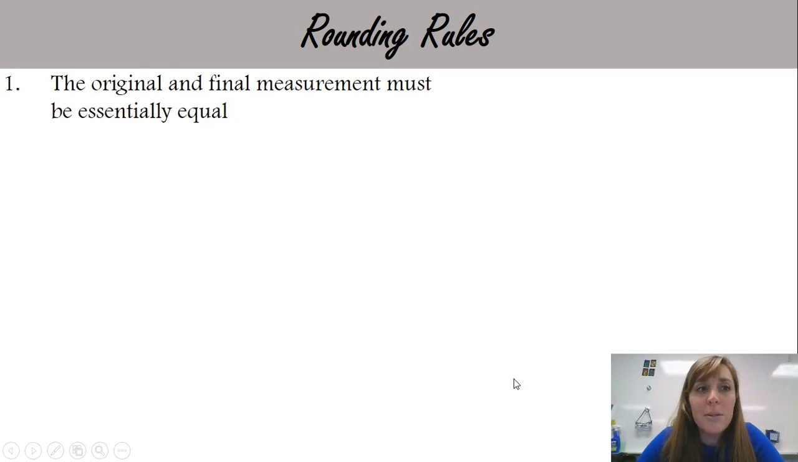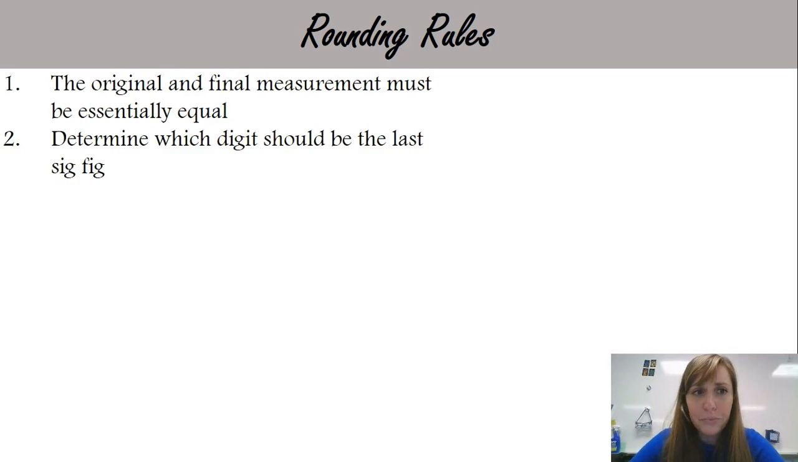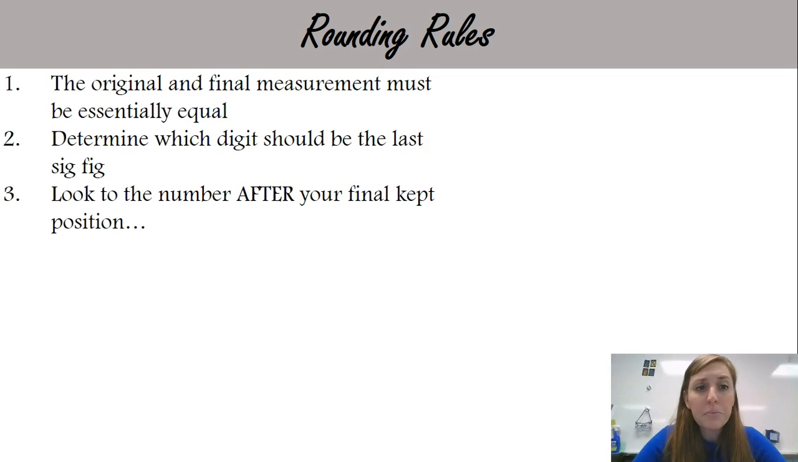Okay, so rounding rules. Number 1, and this might be one of the most important ones, the original and final measurement must essentially be equal. So the essence of what you're measuring stays the same, it's just the precision that changes. You're going to determine which digit should be the last sig fig. Now, like I said, for the sake of this lesson, I'm going to tell you which one the last one is, but once you learn the math rules for addition, subtraction, multiplication, and division, you'll be able to figure out which one will be the last one.